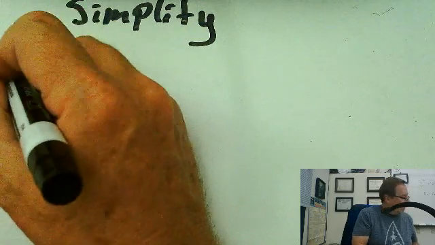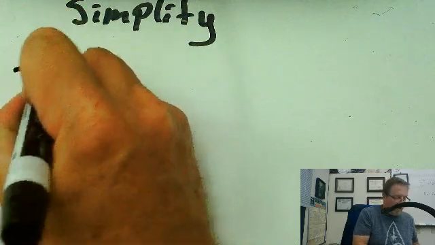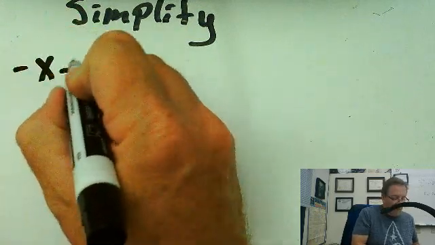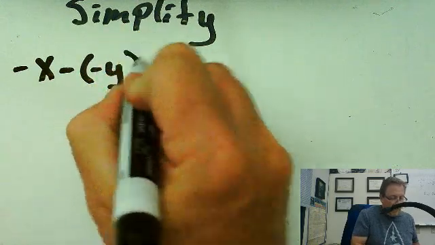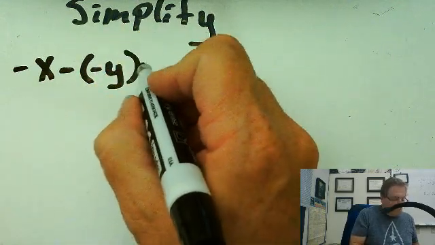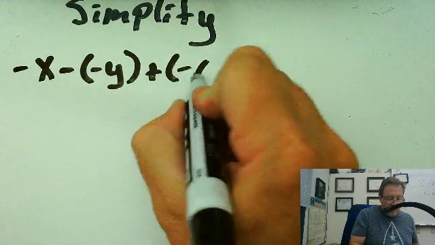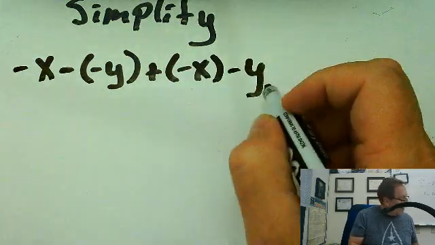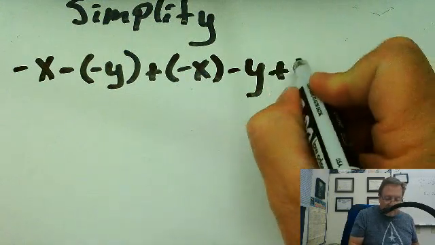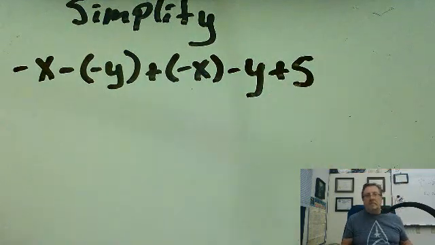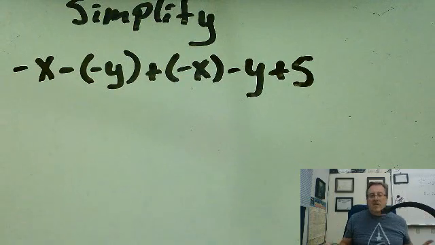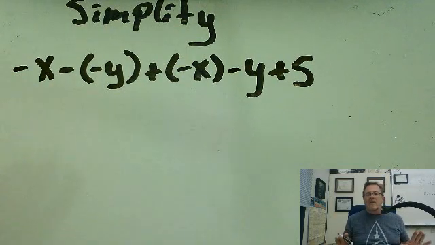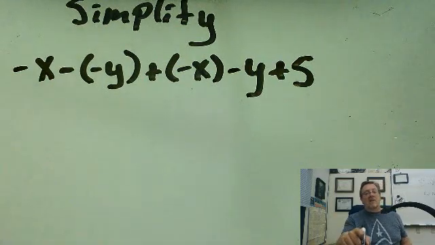Let's try it. Number 17 from your worksheet says negative x minus a negative y plus a negative x minus y plus 5. Oh no, so many things. My arm hurts just from writing the problem. It's okay, don't panic. You can do math.